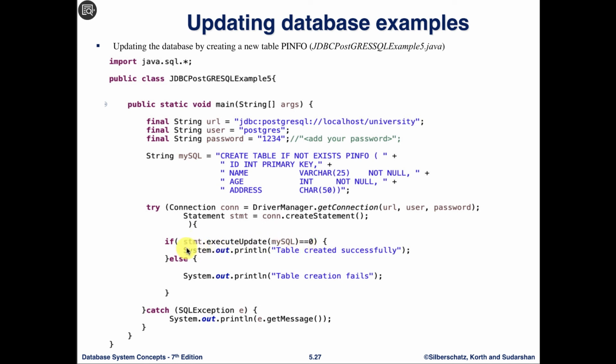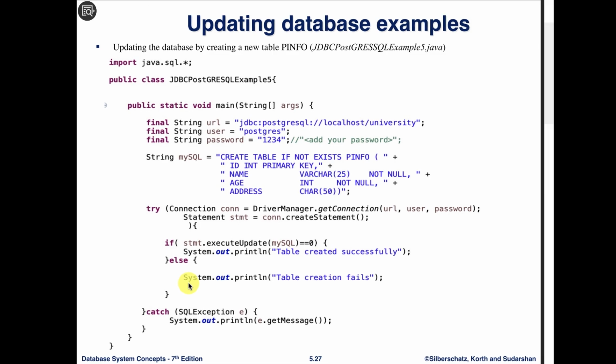So I've checked this one. If the statement.executeUpdate executes this one and the result equals 0, then the table was created successfully. Else, the table creation failed, for example. This is an error message just to help you. Of course, you are not going to show this one to the user. You need to figure out a way to recover from this error. But here, just to show you that if there is an issue or whatever. Okay? Thank you, guys.